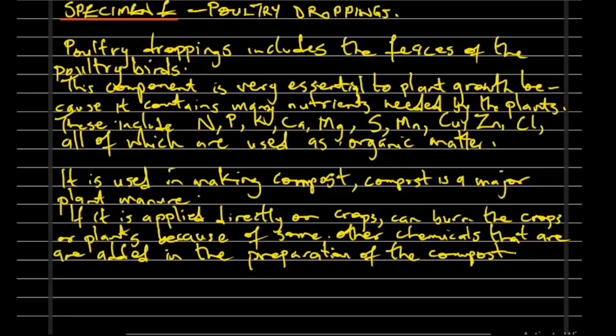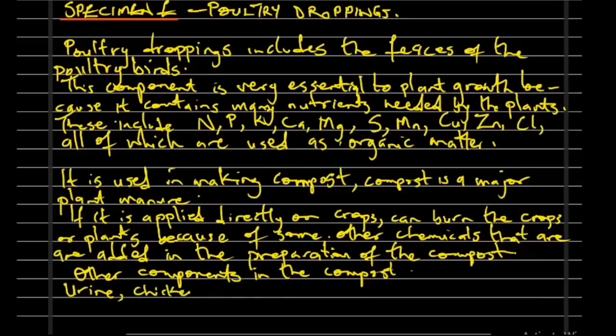Other components, okay, let me list them. I made mention that we have other components in the preparation of the compost. Other components in compost: we have urine of all animals. We have manure. We have chicken manure, like the one we are talking about for this one, poultry droppings, but it could also come from other animals, like cattle, horses, and even goats and sheep.